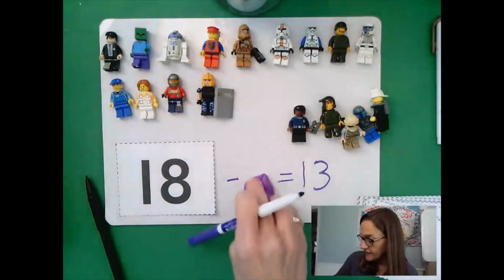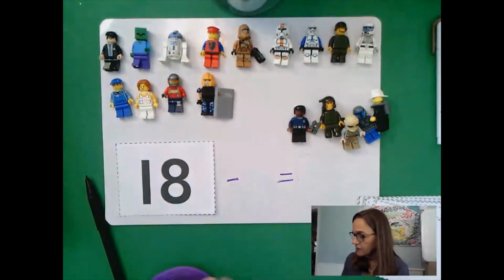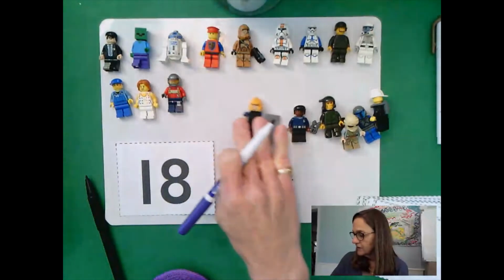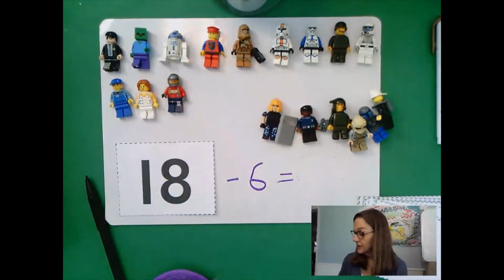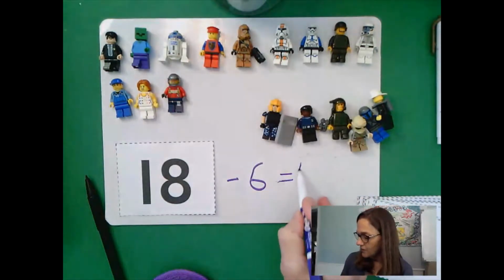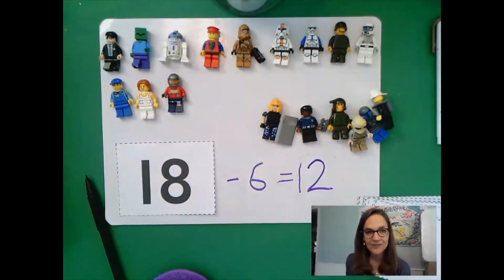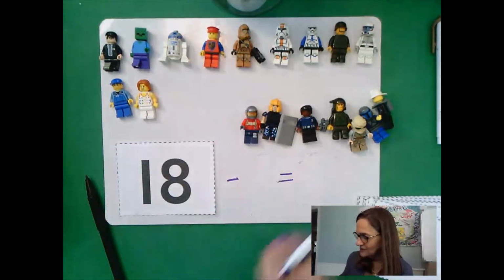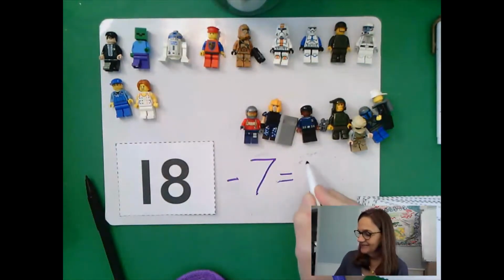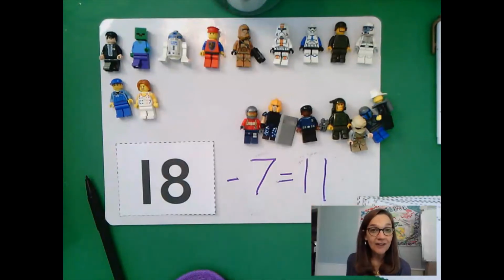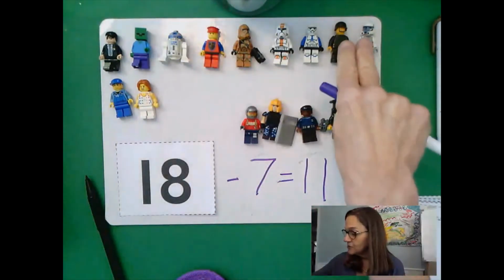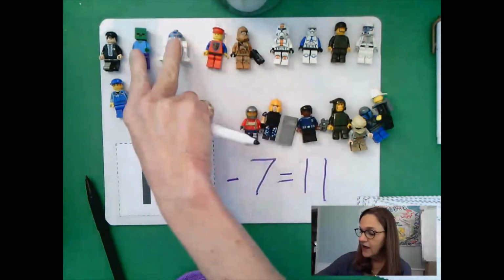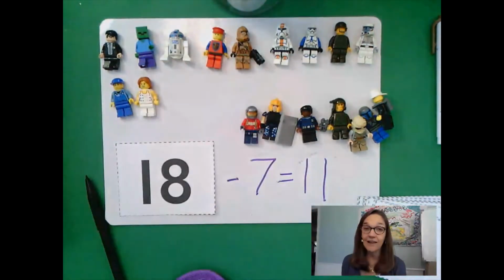If I have 18 Lego characters and I take away 6, how many do I have left? 17, 16, 15, 14, 13, 12. I have 12 left. If I have 18 Lego characters and I take away 7, what do I have left? I have 11 left. Let's count them. 2, 4, 6, 8, 10, 11.